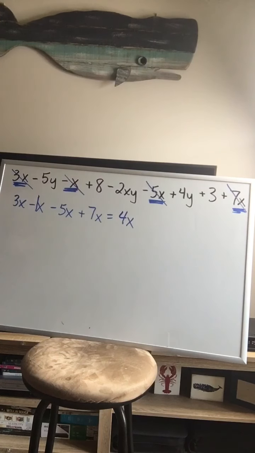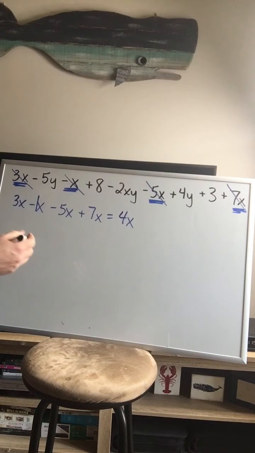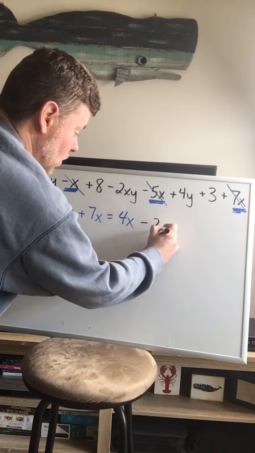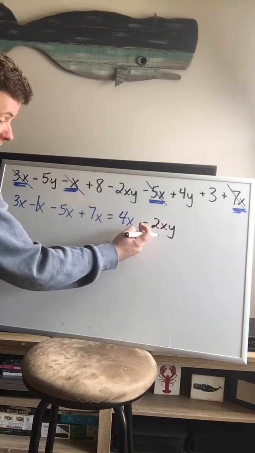Now I look for other like terms. Looking at it right away, this minus 2xy is its own term. There's no other xy up there, so there's nothing able to be combined with that. So you're going to have a 4x and a minus 2xy. Those cannot combine.